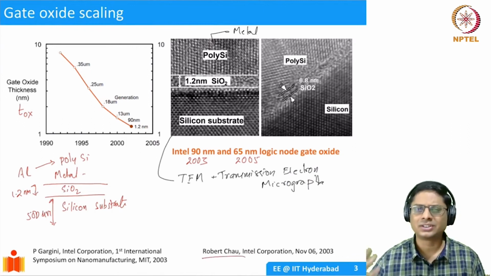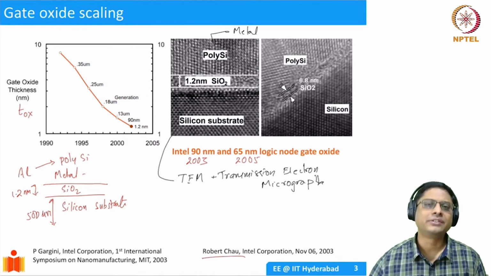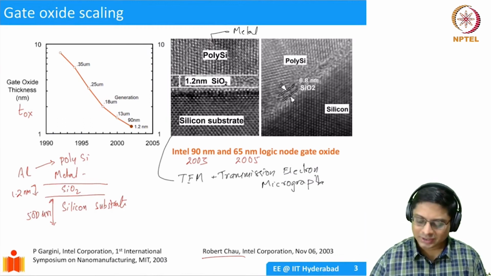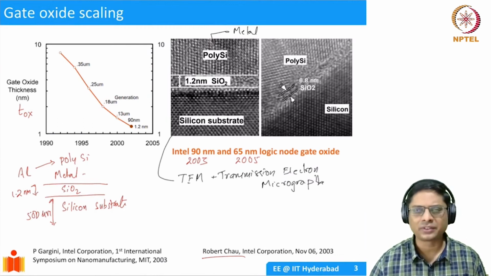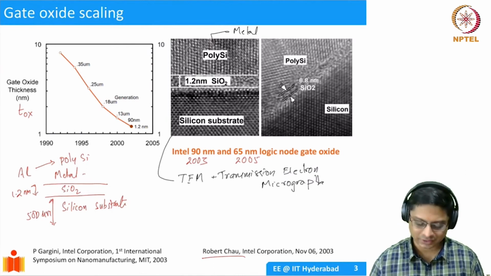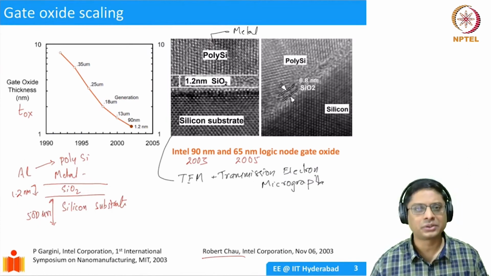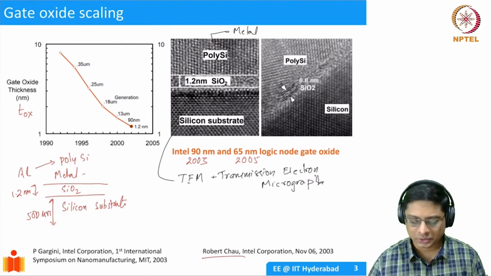He was one of the Intel fellows. Intel fellow is one of the topmost technological positions in Intel. He gave a presentation in 2003, and I picked it up from there. You could search on the internet and you'll find it. The picture on the left was taken from another presentation by one Gagini. He was also an Intel fellow, so you could look that up.